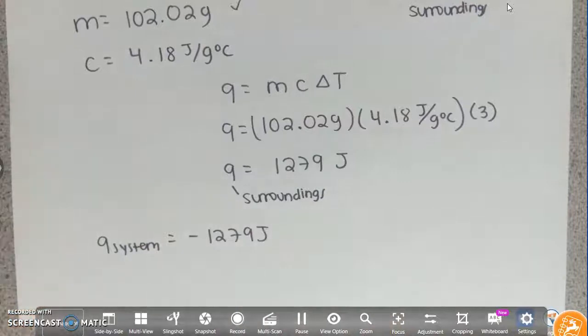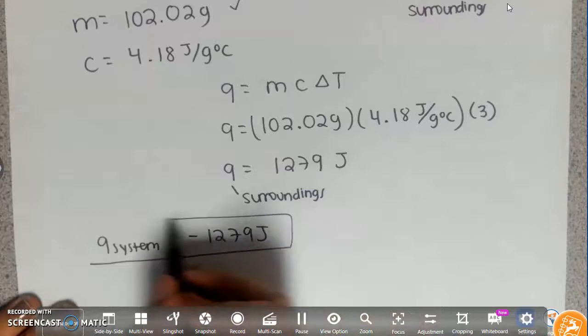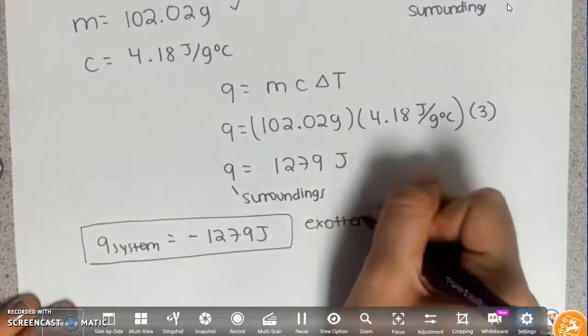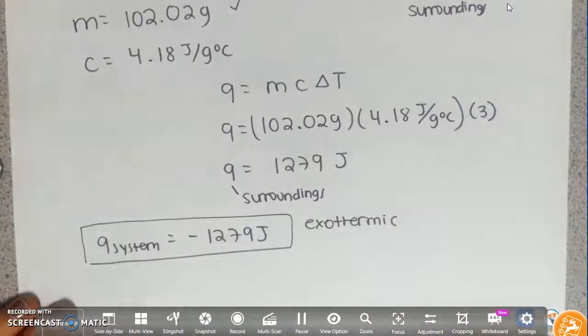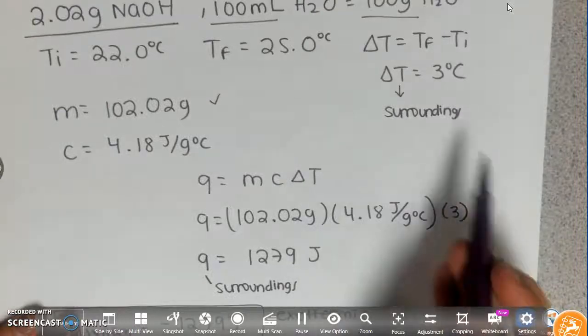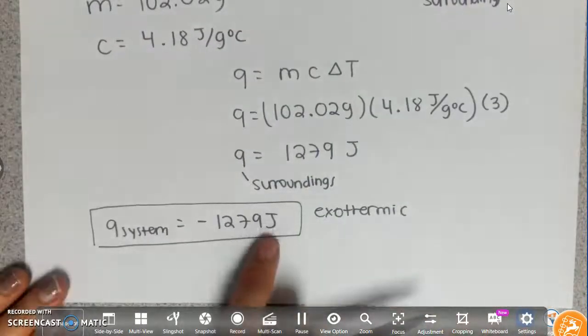And that was what number 10 asked. So the heat released by the reaction. Boom. That many joules. And so I can tell you right now, because my system's heat is negative, this is an exothermic change. And that should make sense to you because you know exothermic changes feel hot. Well, this change, the temperature went up. It felt hot because that system was giving off heat.